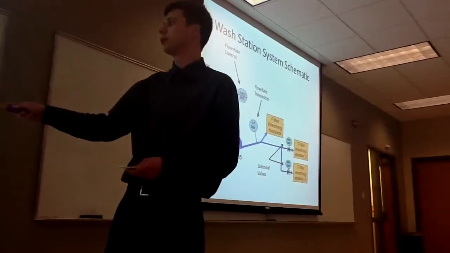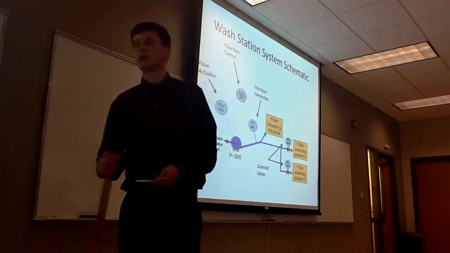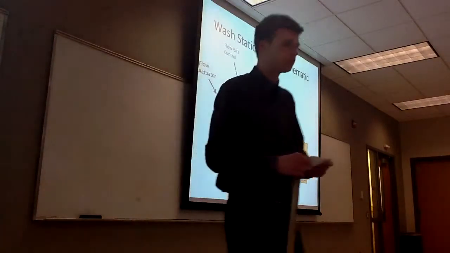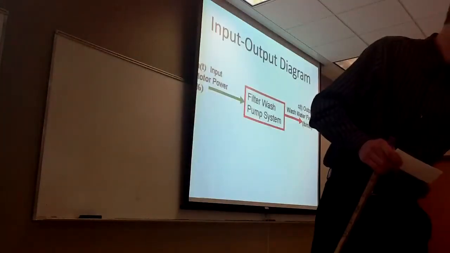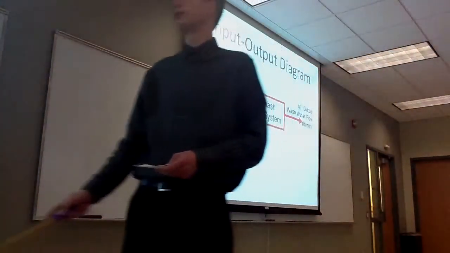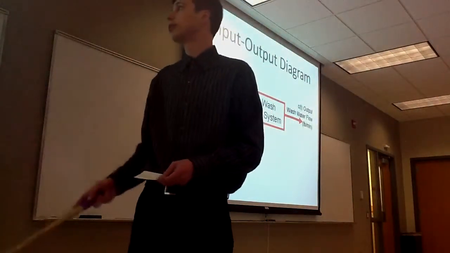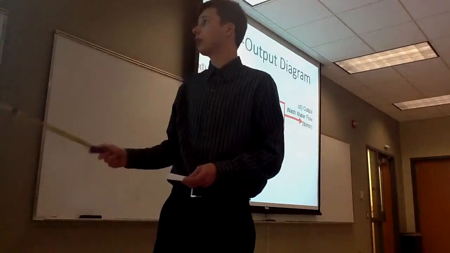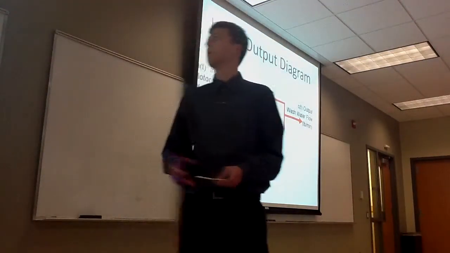MV302 and MV303 are solenoid valves. In our case, they are closed. This is our input-output diagram. Our input is motor power in terms of percent, and our output is water flow rate in terms of pounds per minute.